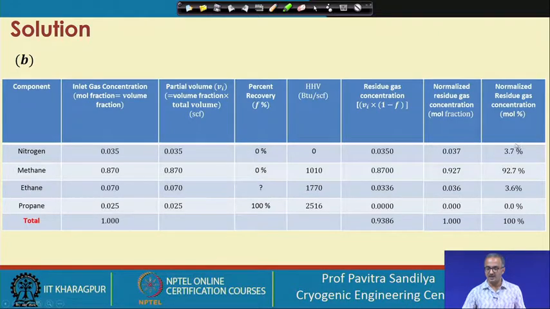We get in percentage terms that in the residual gas, initially nitrogen was 3.5%, it has increased to 3.7%, methane was 87%, it has now gone up to 92.7%, the ethane was 7%, it has now gone down to 3.6%, because the rest of it has gone with the liquid down, and propane was 2.5%, now there is nothing. That means no propane has gone with the residual gas from the top. So, this is how we are able to find out the composition of the residual gas.